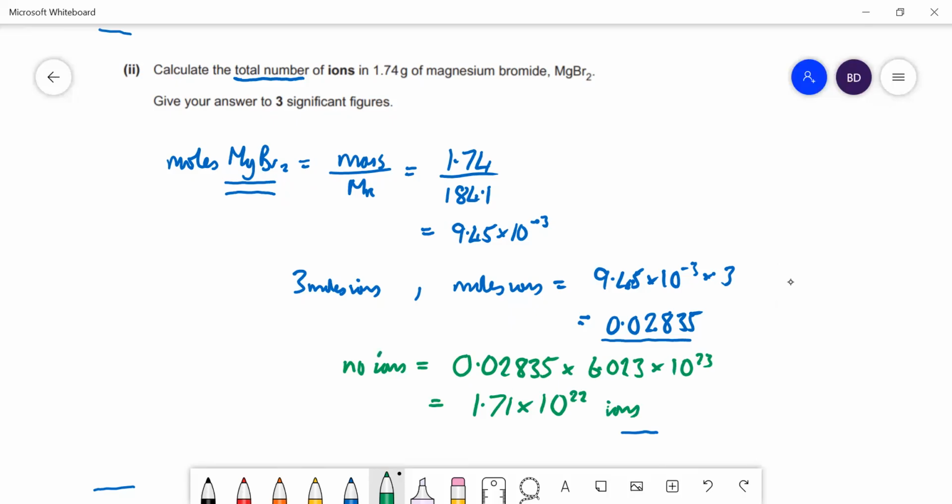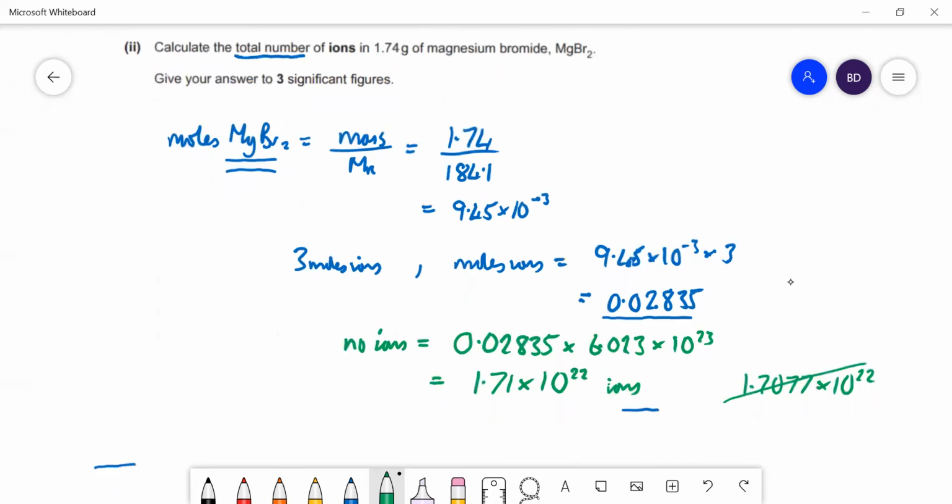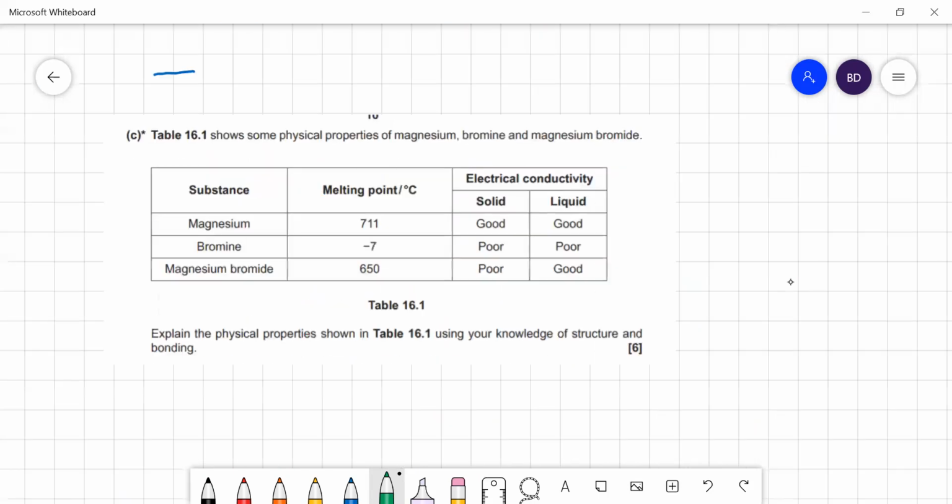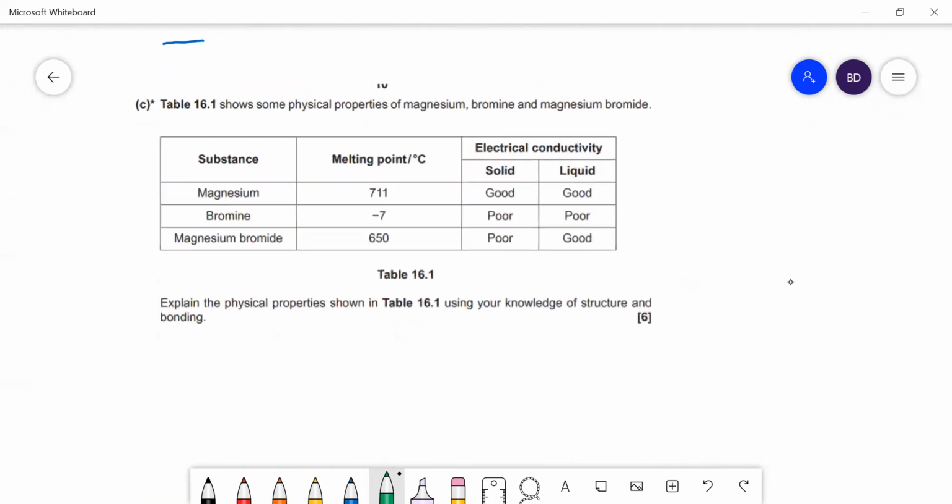Okay, and if you work it out, it's 1.7077 times 10 to the 22. So to 3 sig figs, that's 1.71 times 10 to the 22. Right. Now it is a 6 marker question on talking about the structure of bonding and physical properties. What can we say here for 6 marks?